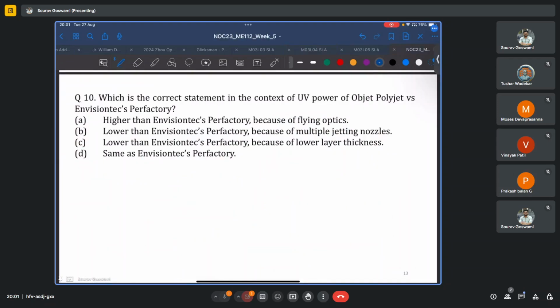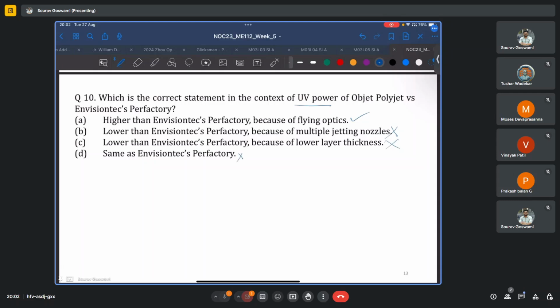Whereas in Perfactory, this need not necessarily be the case. In fact, Perfactory uses the digital mirror devices, but there is no constraint of time, and so the powers need not be as high. So the UV power is higher in Objet PolyJet than Envisiontec Perfactory because of flying optics. This statement is correct. It is lower than Envisiontec's Perfactory because of multiple jetting nozzles. No, jetting nozzles are not really related to the power of the process. It is lower than Envisiontec's Perfactory because of lower layer thickness. This may have been viable, but we know that it is not true. It is same as Envisiontec's Perfactory.